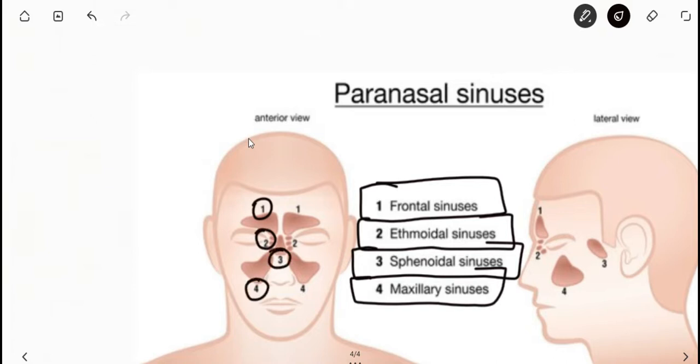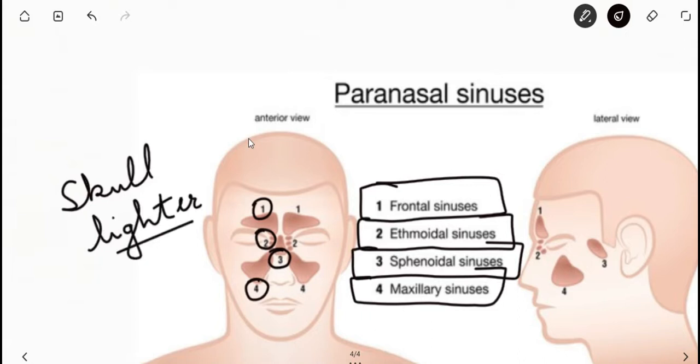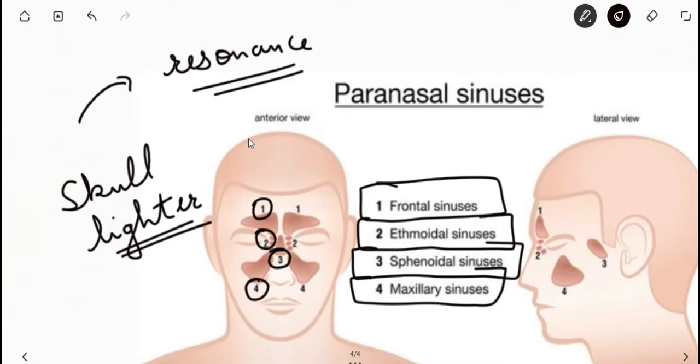The function of these sinuses is to make the skull lighter, to warm up and humidify the inspired air, and to add resonance to the voice. The sinuses are rudimentary or absent at birth. They enlarge during 6 to 7 years of age. From birth to adult life, the growth of sinuses is due to the enlargement of bones.